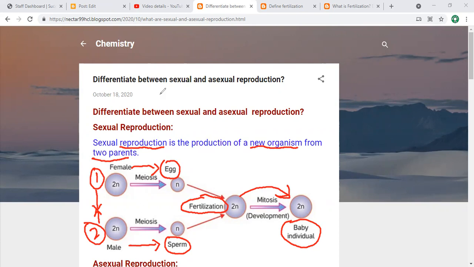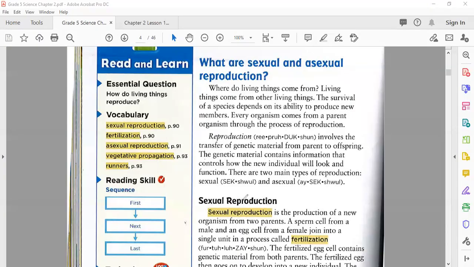Okay. Now come back to your textbook page number 90. You can see here how sexual reproduction goes on, and how the sex cells, egg and sperm, combine together in a process. What is this process? Let's see. A sperm cell from the male and an egg cell from the female join in a single unit. They combine in a single unit in a process. What do we call this process? That is called fertilization.